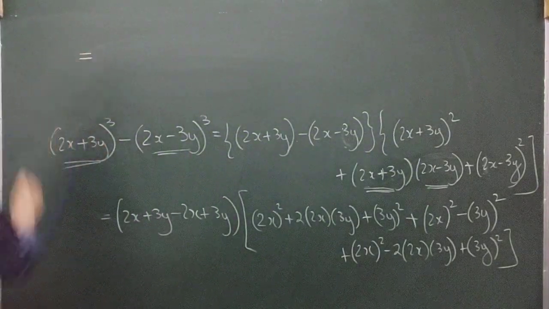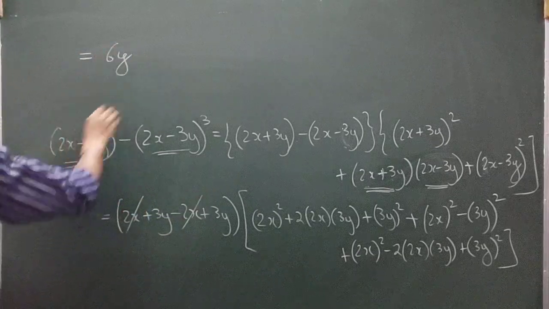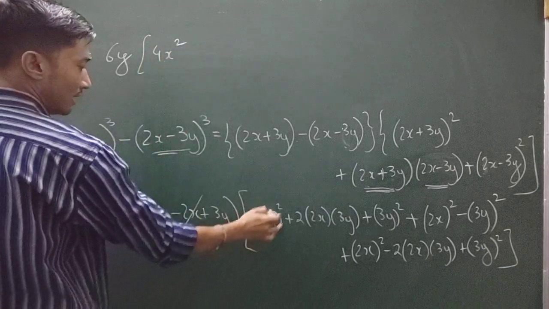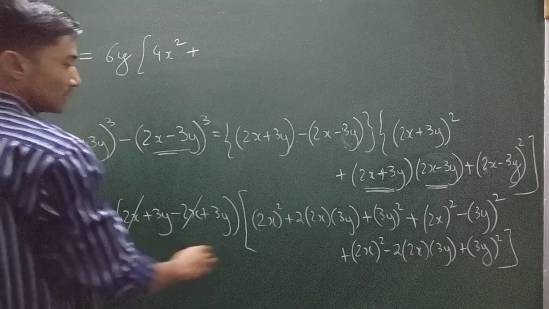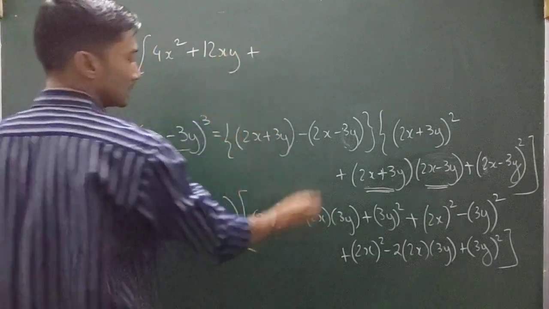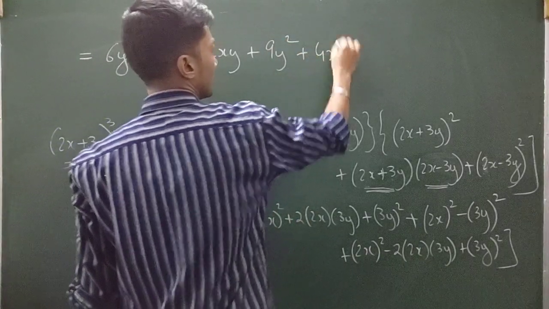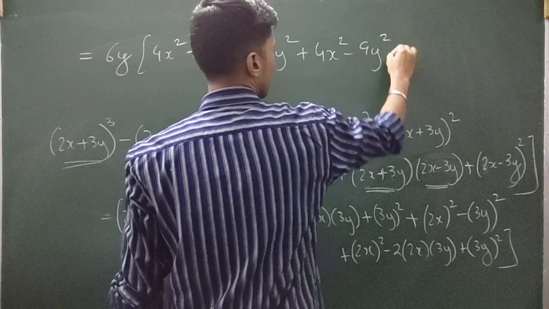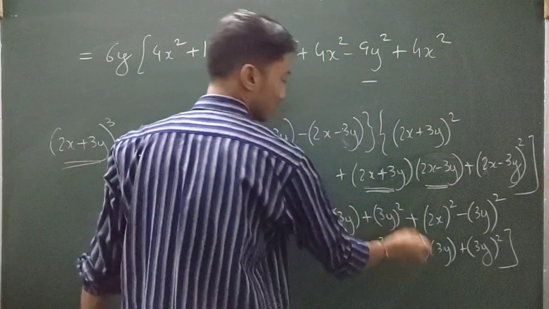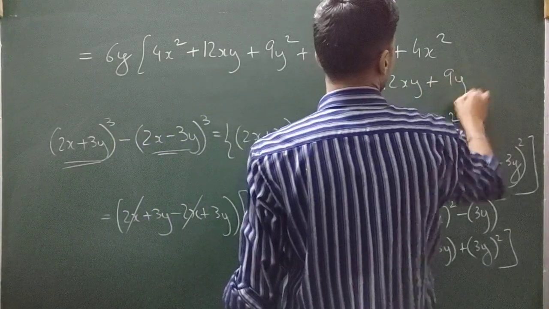So now if we carry on, 2x minus 2x cancels, we have 6y. And this will be 4x square. Remember, 2 square 4, x square is x square, plus 2 2s are 4, 4 3s are 12, xy, plus 9y square, plus again 4x square minus 9y square, plus again 4x square minus 2 2s are 4, 3s are 12, xy, plus 9y square.